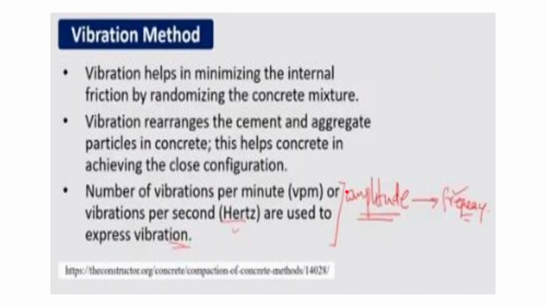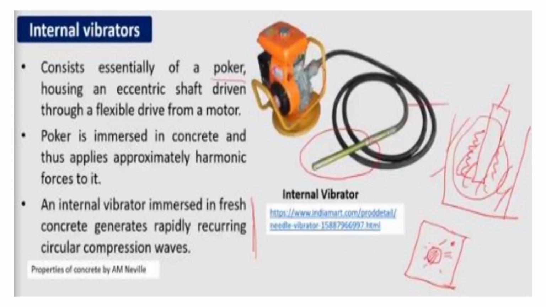And the vibration method. Here the vibration basically helps in minimizing the internal friction by randomizing the concrete mixture. Vibration rearranges the cement and aggregate particles in concrete. This helps concrete in achieving the closed configuration, and the number of vibrations per minute, that is VPM, or vibrations per second, hertz, are used to express vibration.